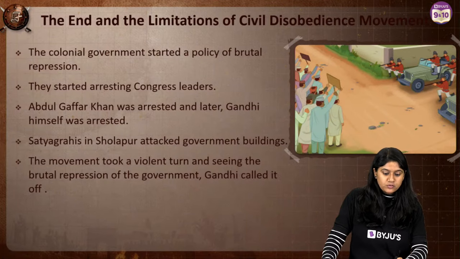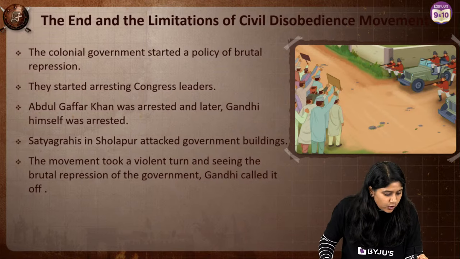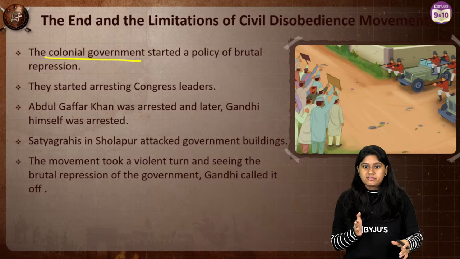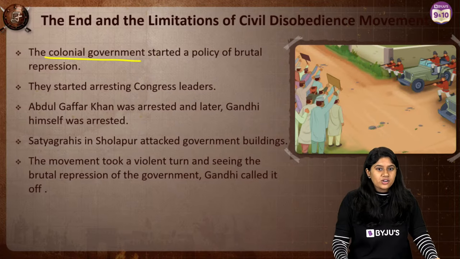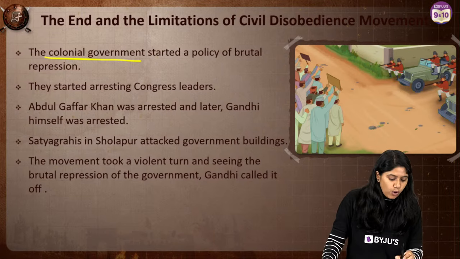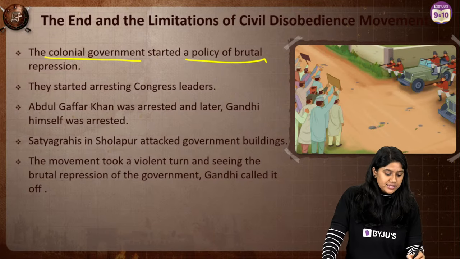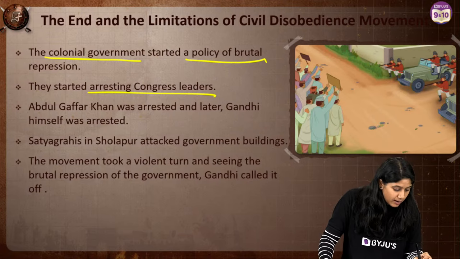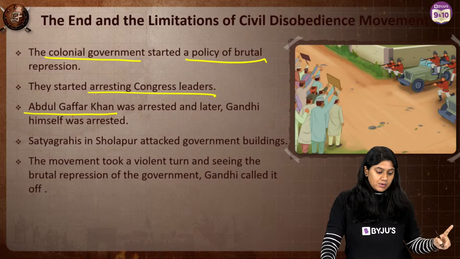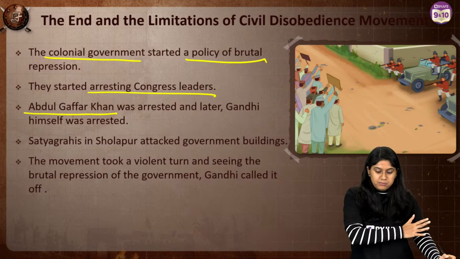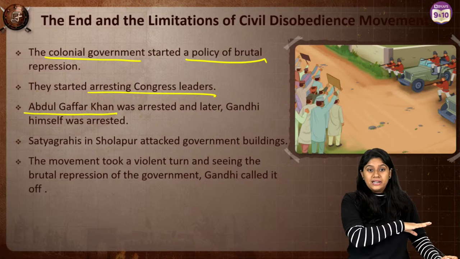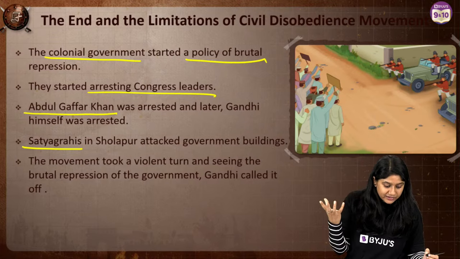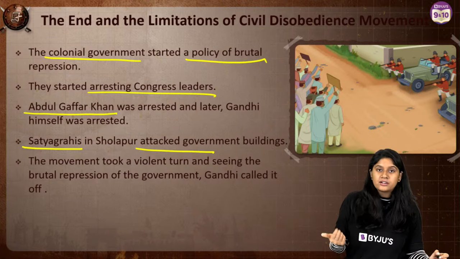The colonial government, the Britishers, got really very aggressive. They were like, you know what? Now these Indians are not listening to us. We'll have stricter rules and regulations. They started arresting the various Congress leaders, a lot of people. Abdul Ghaffar Khan was arrested in Pakistan, which of course was initially in the Punjab region. And Satyagrahis attacked various buildings in Sholapur.